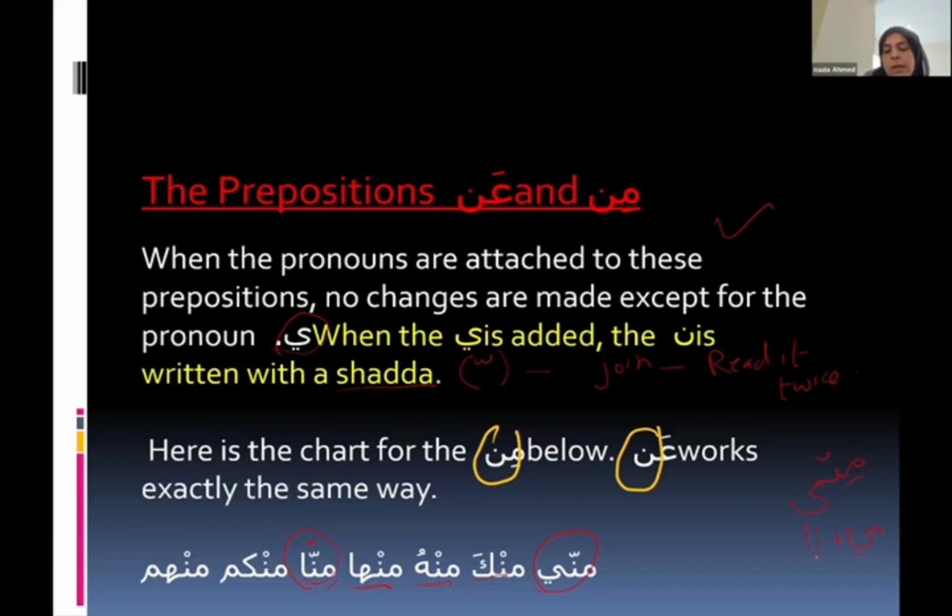But here, how many noons are here now? Minna, Rabbuna, remember? Rabbuna, the two noons here. That's why it is minna. The two ways of writing it. Either you write like this, min, and then na, you put shadda on it. Just to show that there's two noons, because there's one noon from the min, and there's another noon from the na.